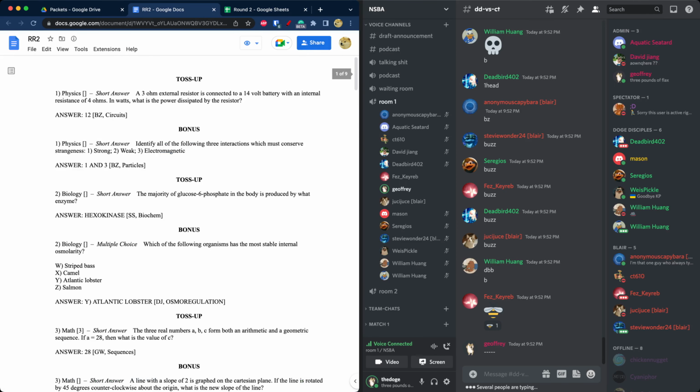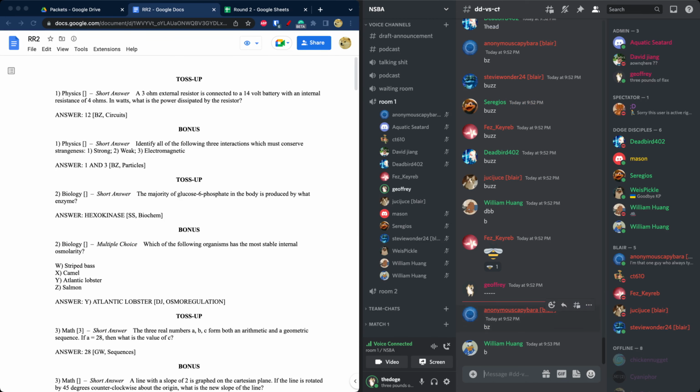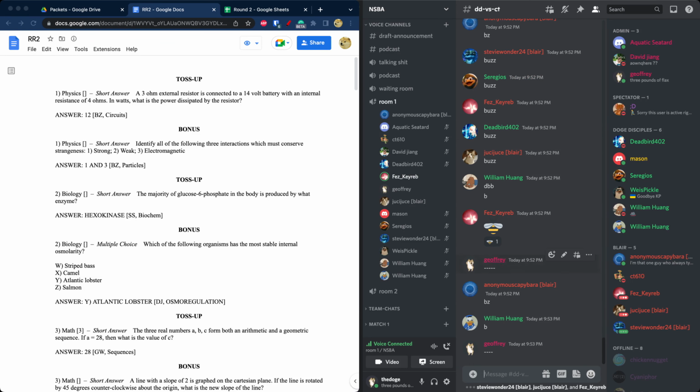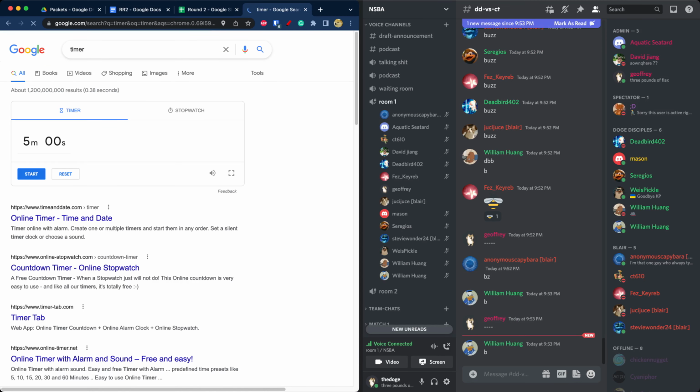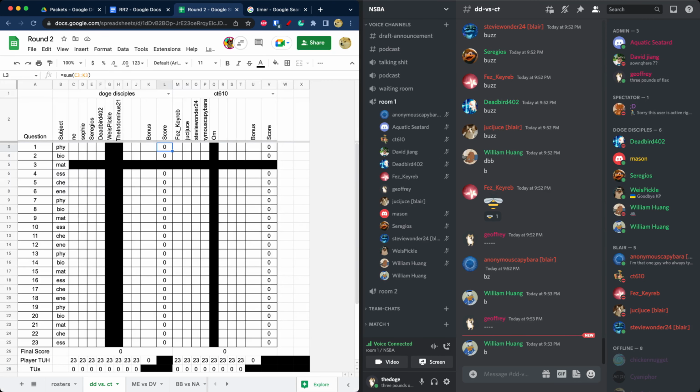Toss up 1, physics, short answer. A 3 ohm external resistor is connected to a 14-volt battery with an internal resistance of 4 ohms. In watts, what is the power dissipated? Interrupts. Anonymous. 49. Sorry, that's incorrect. Toss up physics, short answer. A 3 ohm external resistor is connected to a 14-volt battery with an internal resistance of 4 ohms. In watts, what is the power dissipated by the resistor? Nay. 28. Sorry, the correct answer is 14.